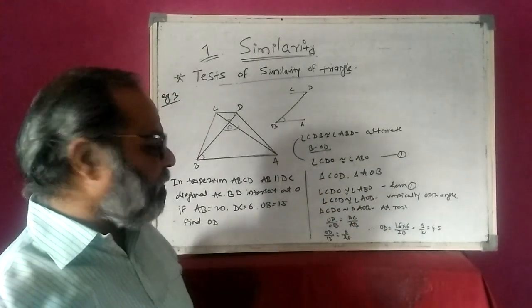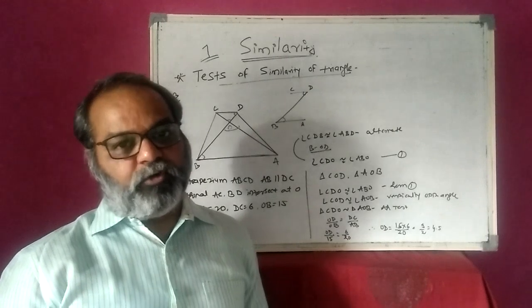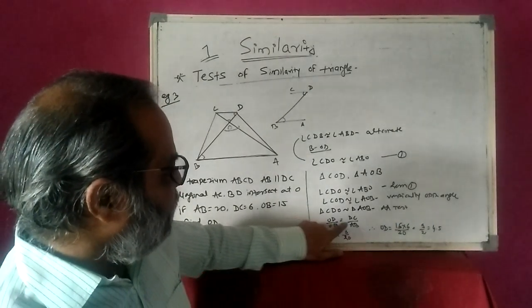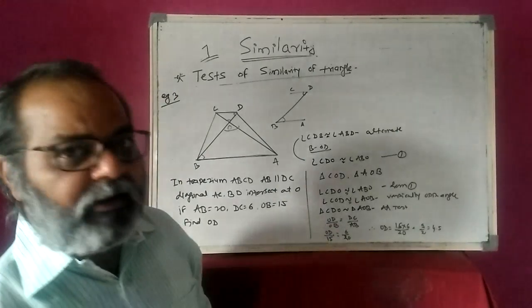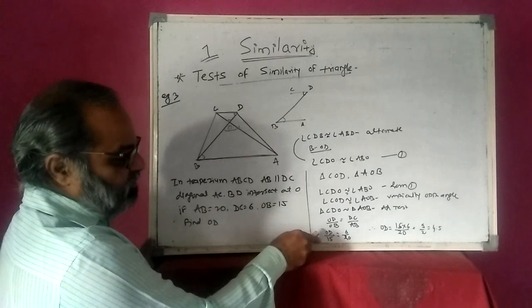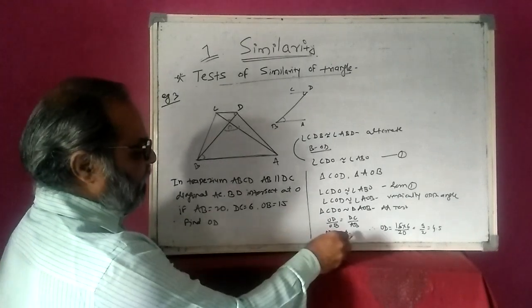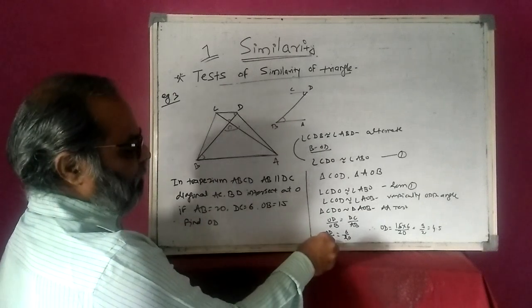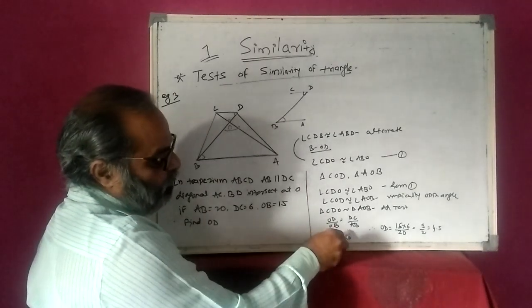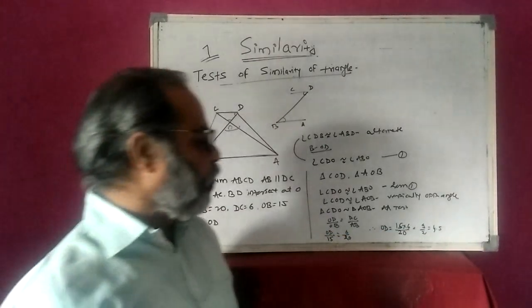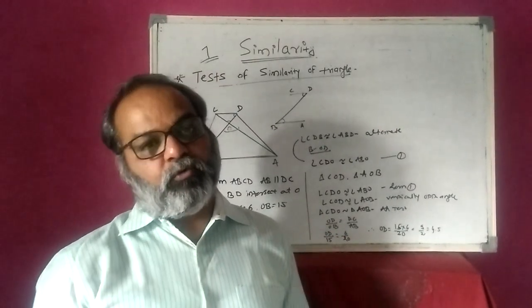And if triangles are similar, the sides are proportional to each other. So we write OD divided by OB is equal to DC divided by AB. We put the values: DC is 6, AB is 20 and OB is 15. Just cross multiply, 15 into 6 divided by 20 is equal to OD. So 9 by 2, you get OD as 4.5.